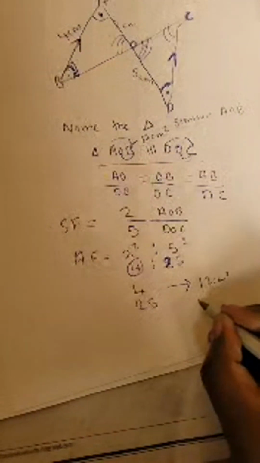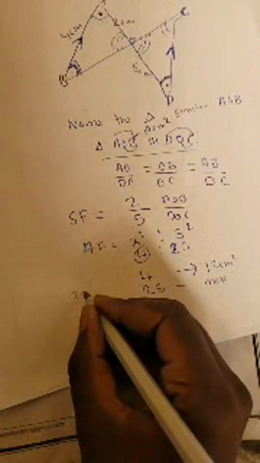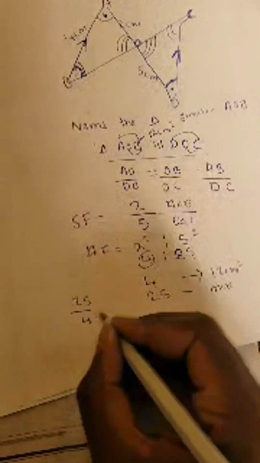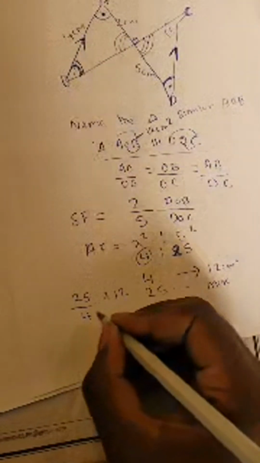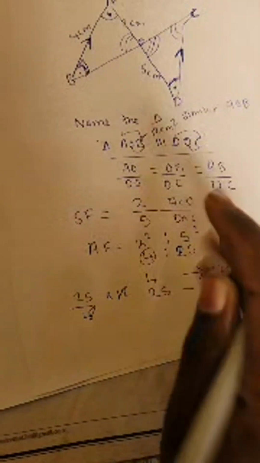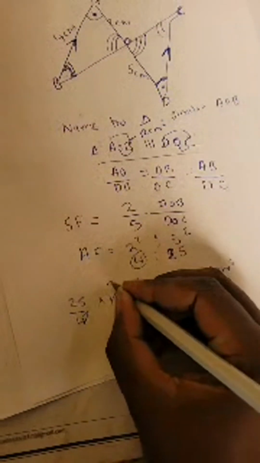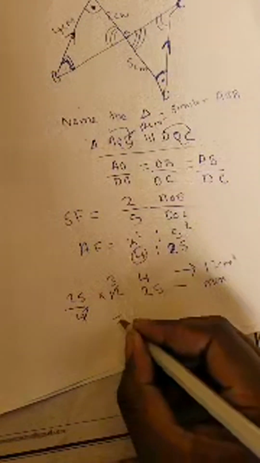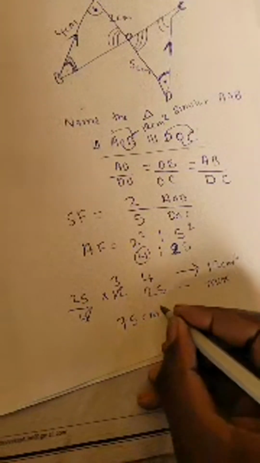So 25, what are we getting here? So I'm going to work right here. We're going to say 25 over 4 multiplied by 12. And 4 into 12, we do get 3. So 3 times 25, we get 75 centimeters squared. That's the area of this other bigger triangle here. We were given the area of this smaller triangle, which was 12, and it asked to find the area of this other triangle. So it is 75.